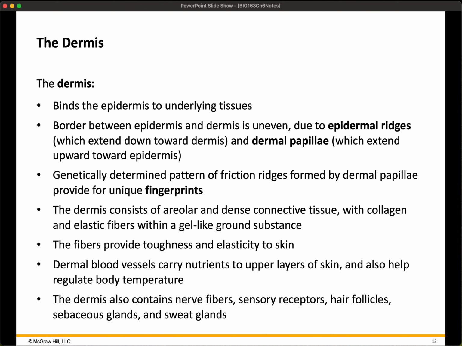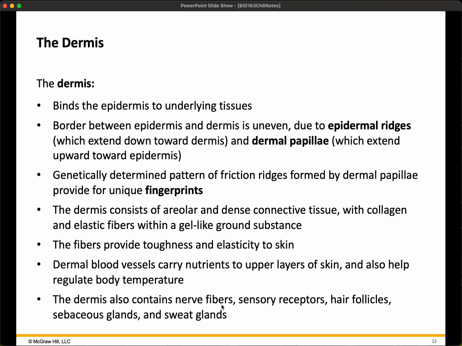If you're dehydrated, the same thing can happen. Your skin doesn't quite retract like it should when you're fully hydrated. Again, those fibers provide toughness and elasticity to the skin. You also have dermal blood vessels in your dermis, carrying nutrients to those upper layers, the stratum basale, and regulating your body temperature. We'll see how the body responds to increases and decreases of temperature by conserving or releasing heat through the dermis. There's also nerve fibers.